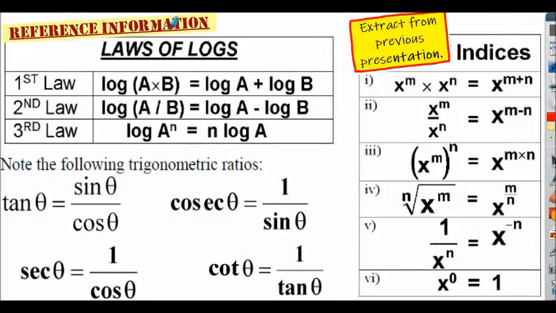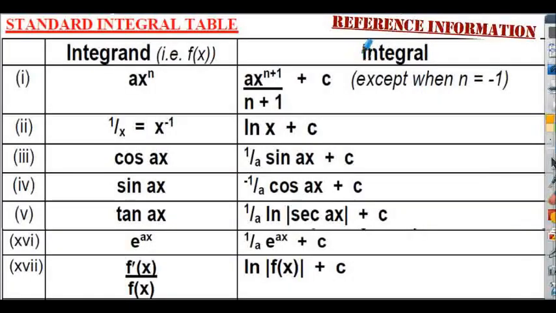Now, further reference information shown on this slide, we have the laws of logarithms, we have the laws and the rules of indices, and we have trigonometric ratios outlined here. Further reference information, referring to this throughout the presentation. This is a standard integral table, contains extracts from previous presentations. The table just includes integrands that are used within the presentation.